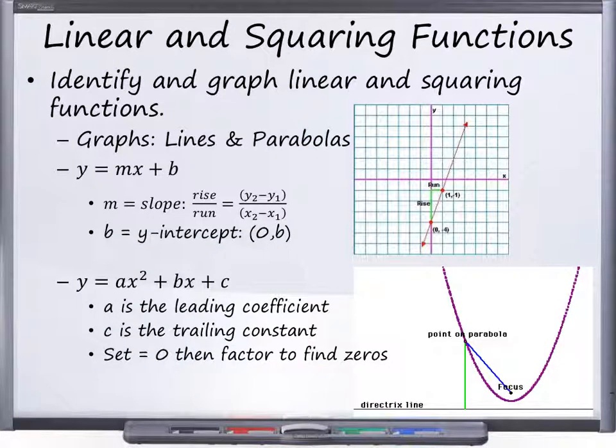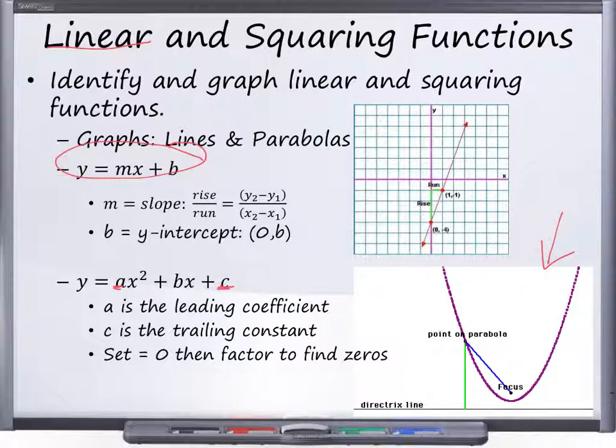Alright, linear and squaring functions. Linear functions, that's easy. It's a line. You know that. That's our y equals mx plus b, where m is the slope and b is the y-intercept. We have quadratic functions. You've used those a number of times. Those are parabolas. When it's a y equals something with an x squared, it either opens up or it opens down, depending on the leading coefficient, which is a, and the trailing constant, which is c.